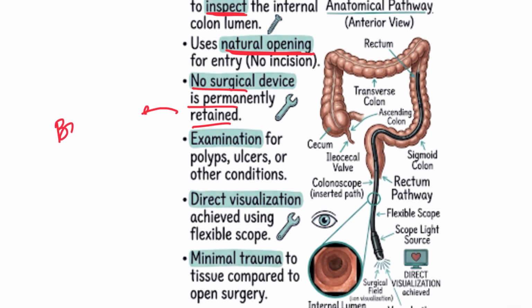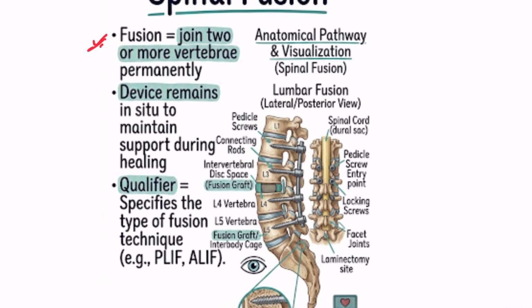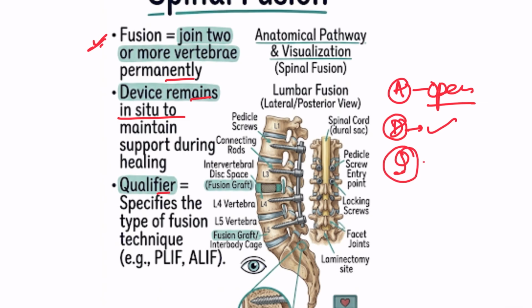Let's see spinal fusion again. What's happening here? Two structures are being joined to make them immobile. What was done? Fusion. Now, how was it reached? In most cases the spine is exposed, so the approach is open. What remains inside? Hardware: screws, rod, graft. So that gives you the device. And now the important question, what type of fusion was performed? That detail is captured in the qualifier. So here you can see it clearly.